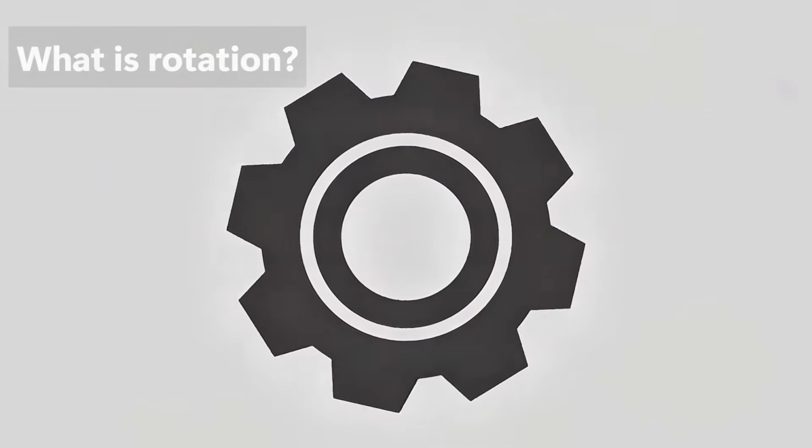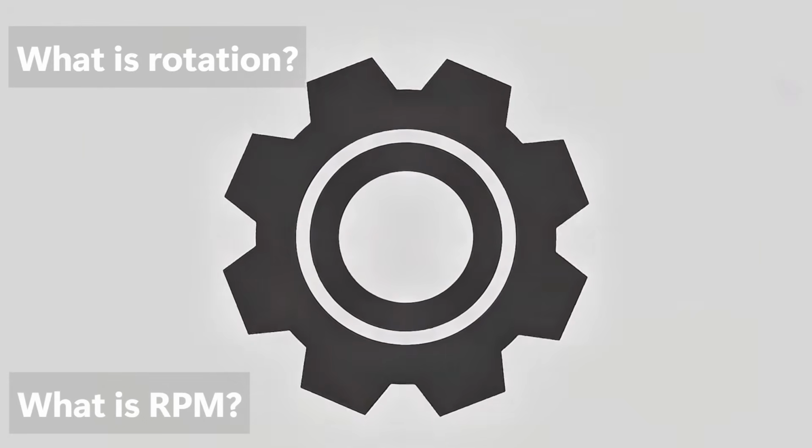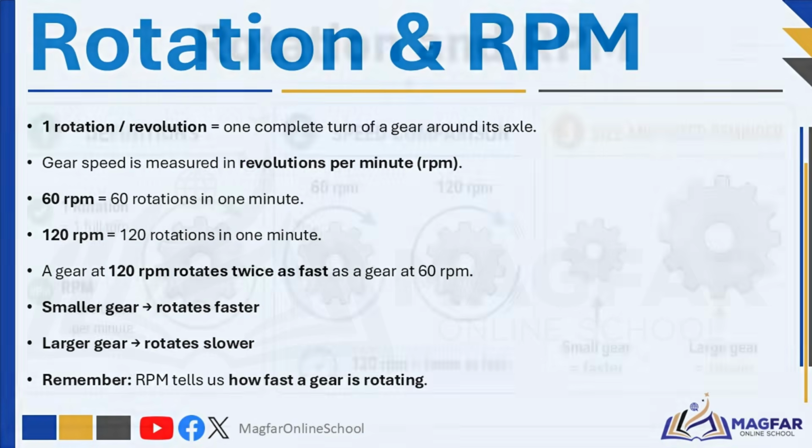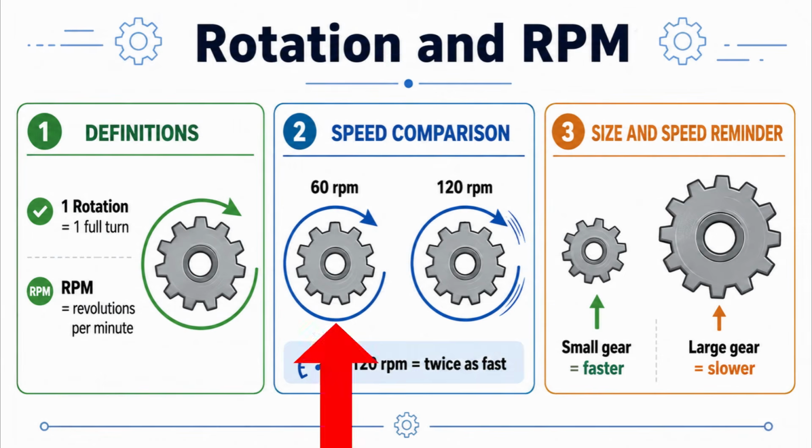Before doing any calculation, we need to understand rotation and RPM. One rotation, or revolution, means one complete turn of a gear around its axle. Gear speed is often measured in revolutions per minute, written as RPM. If a gear completes 60 rotations in 1 minute, its speed is 60 revolutions per minute. If another gear completes 120 rotations in 1 minute, its speed is 120 revolutions per minute. The second gear is therefore rotating twice as fast.